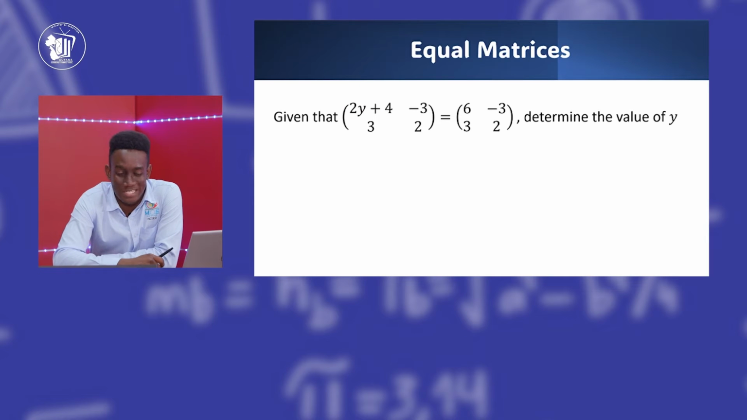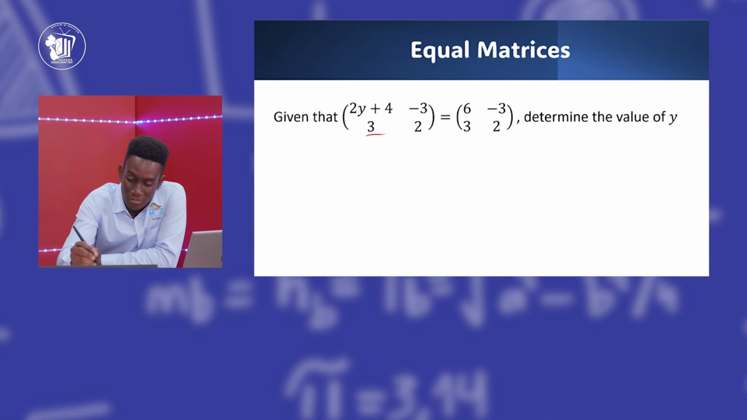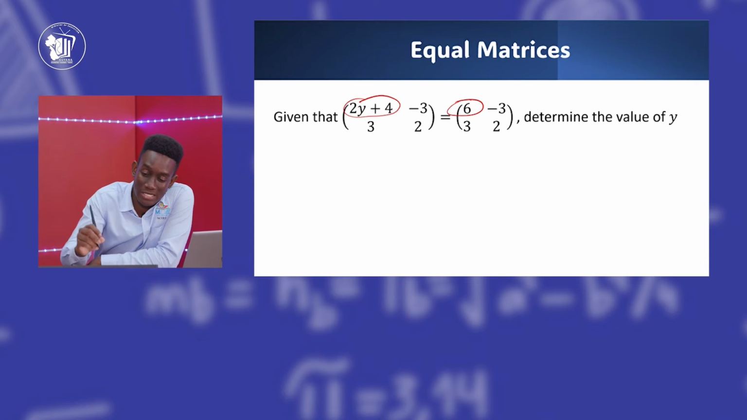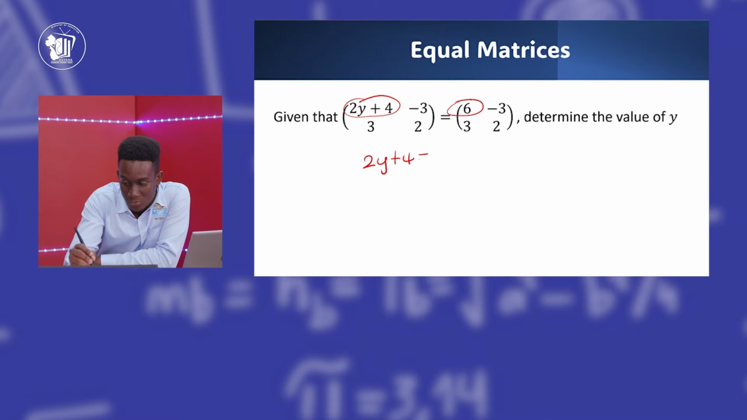This example says, given that we have the matrix 2y plus 4, negative 3, 3, and 2 is equal to 6, negative 3, 3, and 2, determine the value of y. In this case we are dealing with equal matrices and we want to find the value of this y here. All of the corresponding elements are equal, so we need to correspond this here with its corresponding element, which is 6. So we can set this up as 2y plus 4 is equal to 6.